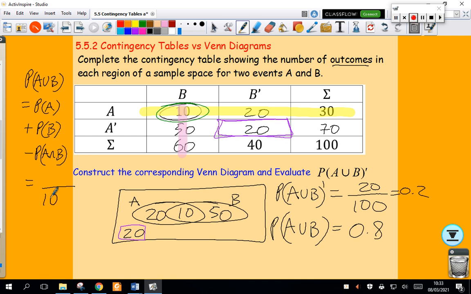Altogether, total number of possible outcomes of 100. Everything in A, well, that's 30. Everything in B, well, there are 60. But we'll have counted that 10 twice, so we've got to remove that at the end to give me 80 out of 100. Probably a bit quicker though to find the complement first and then subtract from 1.